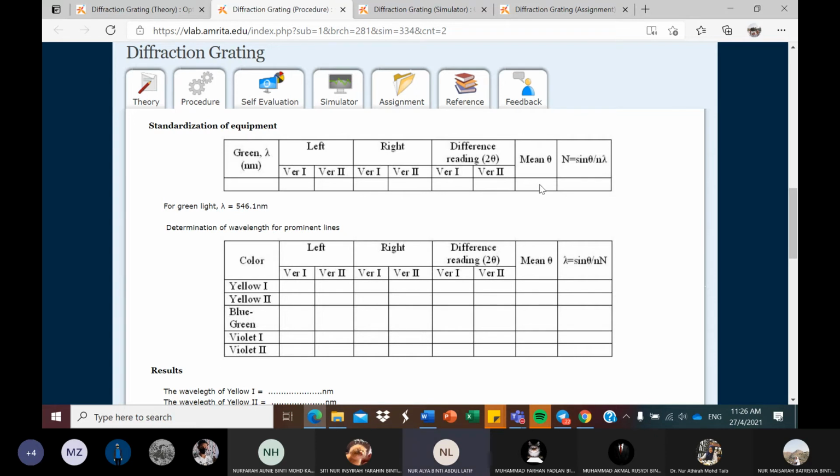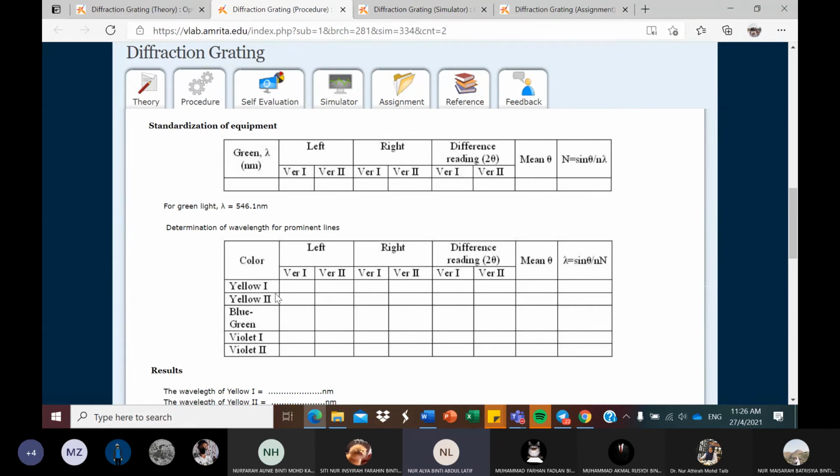And then for the end of the green line, you can just put in the mean value, sine theta, where theta is the mean, and divide by n, the number of order, which is 1, and times the wavelength of green light, which is 546.1 nanometer.